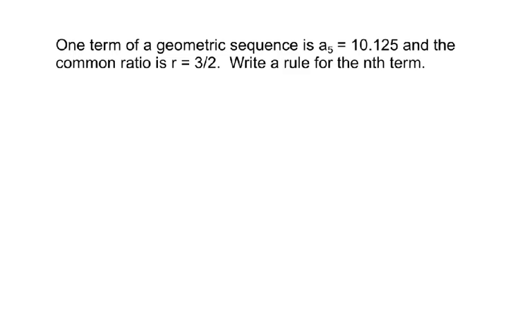One term of a geometric sequence is a sub 5 equals 10.125, and the common ratio is 3 halves. And we are going to write the rule for the 10th term. So again, a sub n equals a sub 1, in this case, times 3 halves to the n minus 1 power.